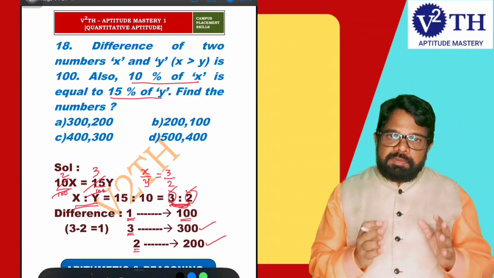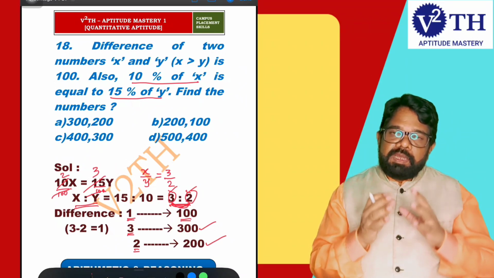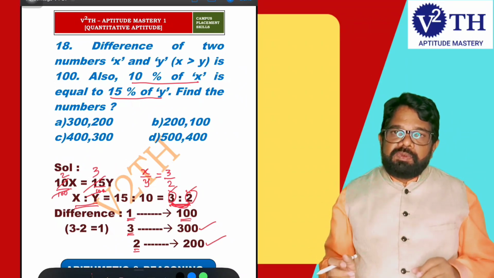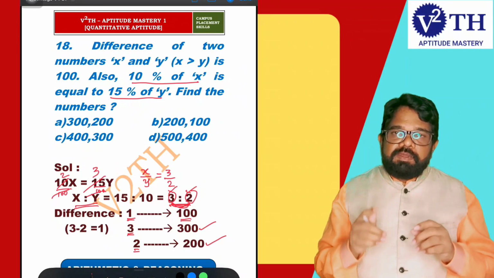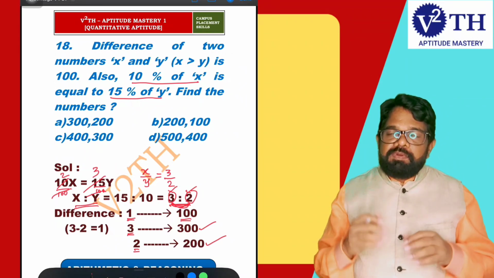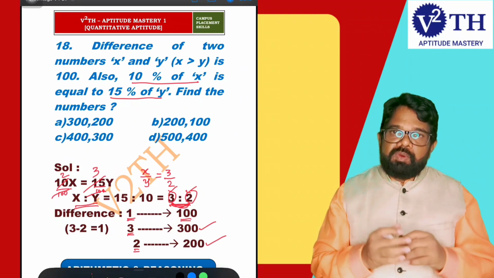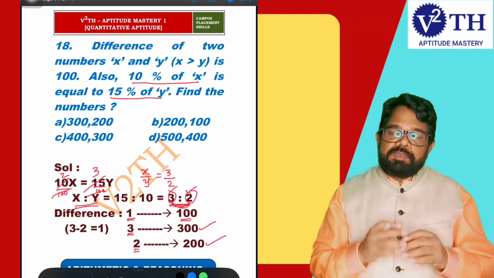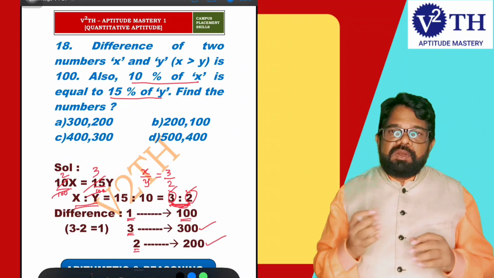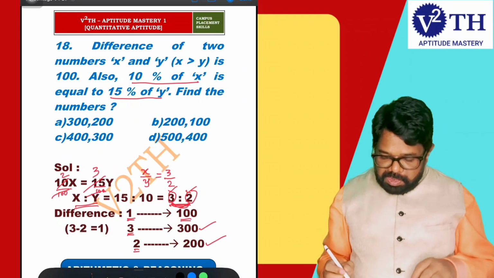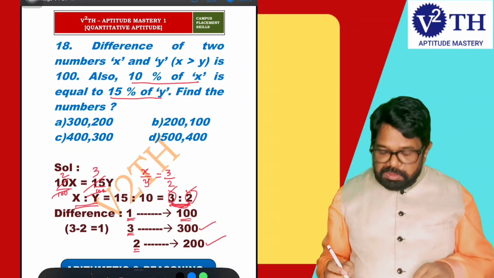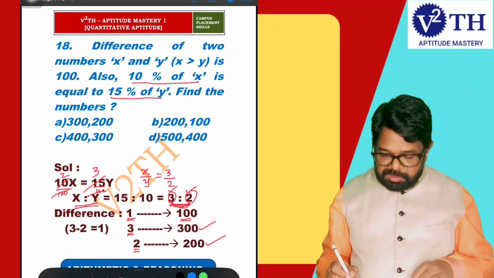Okay. 10% of x equals 15% of y. From that you calculate x is to y. You get 3 is to 2. The difference is given. The difference of 3 and 2 is one part. The difference is 100, as given. So one part value is 100. Numbers mean 3 parts and 2 parts. If one part is 100, 3 parts is 300 and 2 parts is 200. So the numbers are 300 and 200.